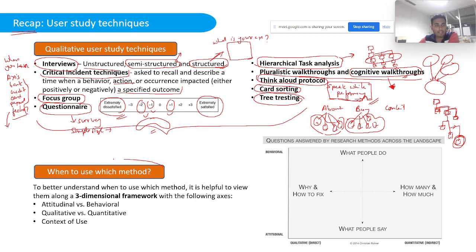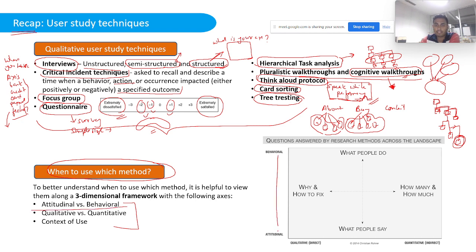Then finally we discussed how we choose between these various methods. So we discussed a three-dimensional framework, which categorizes or breaks down these qualitative user study techniques into four quadrants and under three attributes. So we try to see whether we are looking for attitudinal or behavioral data.